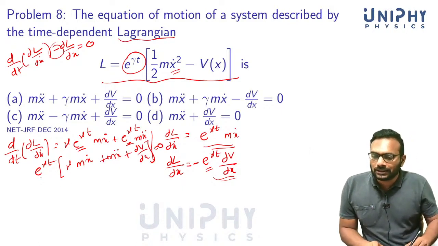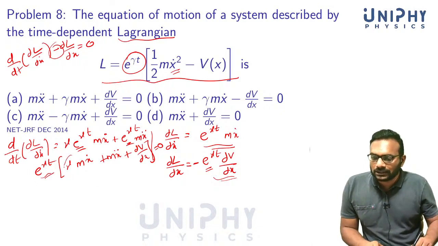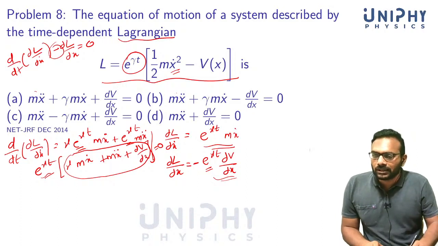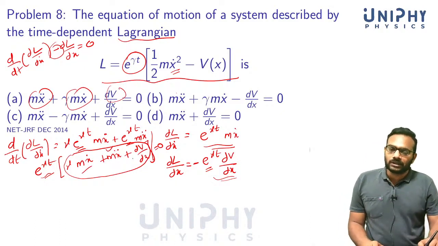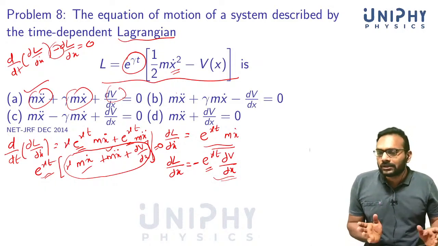Now, since this multiplication factor on the right hand side is 0, whatever is inside the parenthesis is the correct answer. Do we have that answer here? Yes, see, m x double dot plus gamma m x dot plus dV by dx equal to 0. That option is there. So option A is the correct answer. See how simple the question is.